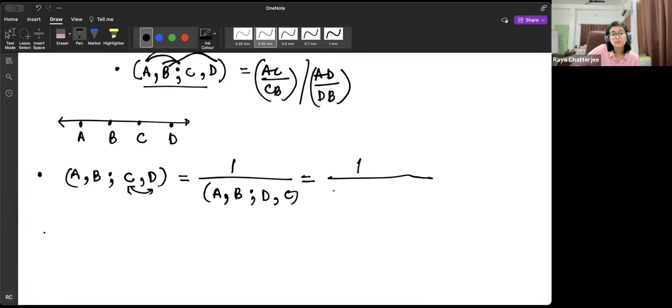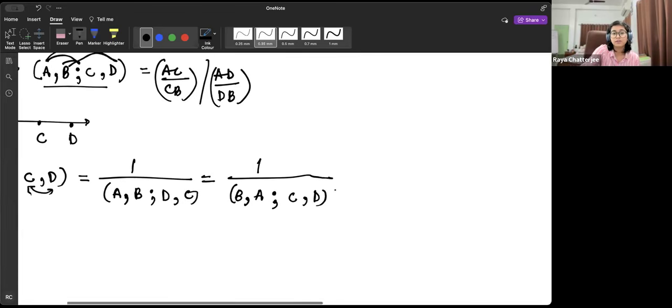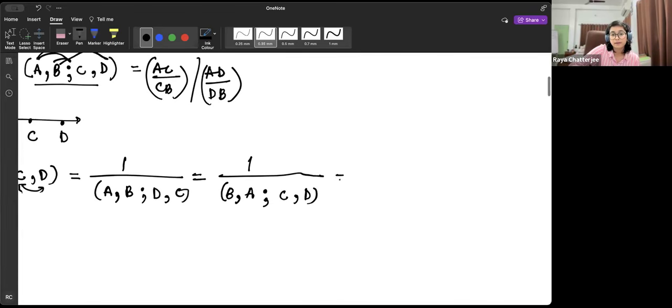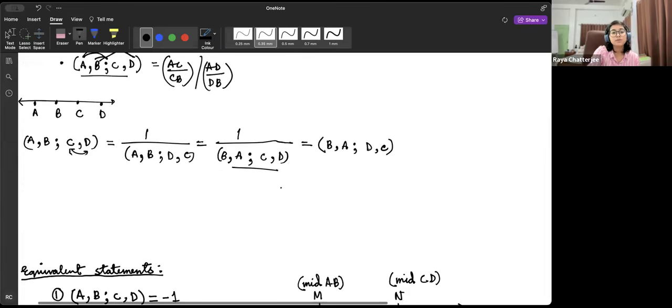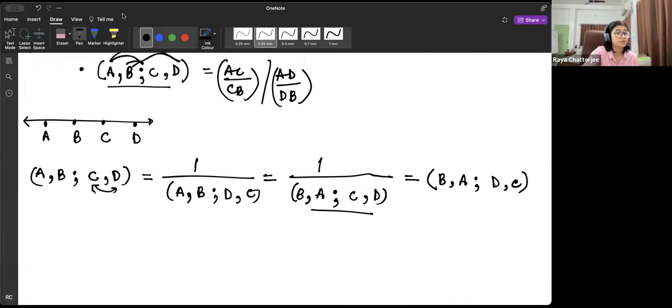So this is also going to be equal to (B,A;C,D), and that is also going to be equal to (B,A;D,C). Because if you take this expression and just switch up C and D here, then it's just going to be the inverse of that. So we can do several switching operations like this, which are going to be pretty useful while we compute.